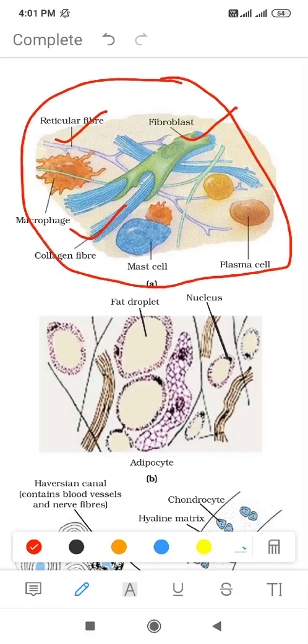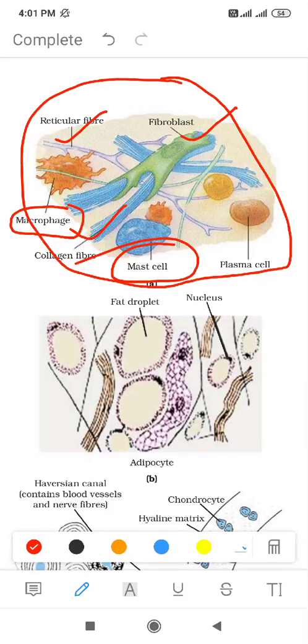They also have different types of cells such as macrophages. These macrophages eat particles such as bacteria. The mast cells have some secretory functions. So, in the areolar tissue, we find the fibroblast, the collagen fiber, reticular fiber, the blood vessels, macrophages, and the mast cells.